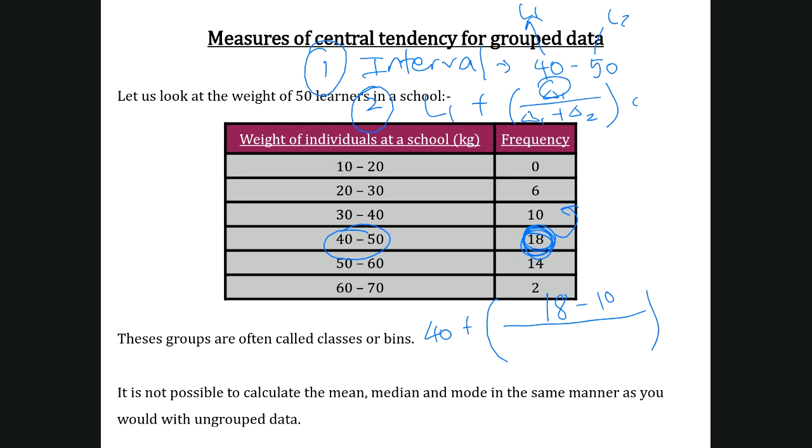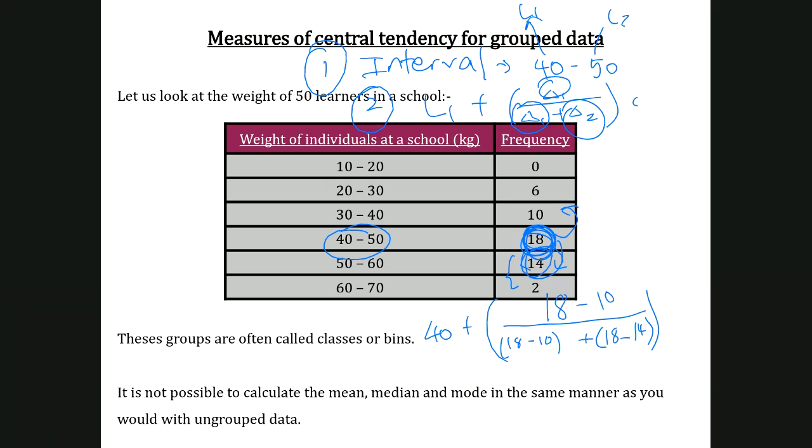Then in your denominator, the first part is exactly the same. So you can put in brackets and say 18 minus 10, plus the second difference, which is the frequency of the group we selected, so 18, minus the frequency in the group after it. So minus 14. And again, only the one group after it, not both of them. Okay, so 18 minus 14.